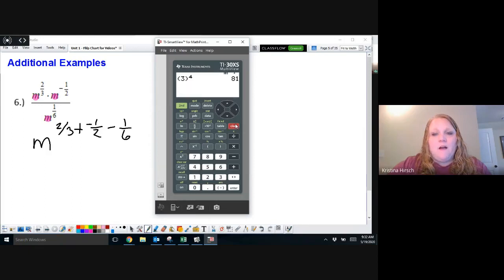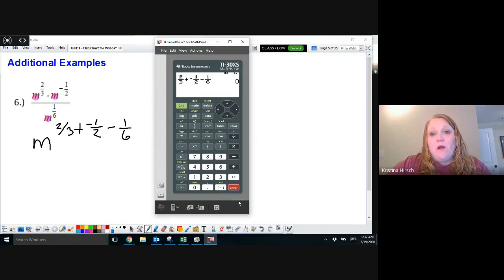Oops, I messed up in my calculator. Let's try that again. So 2/3 plus a negative 1/2, or I could have said minus 1/2, and then minus 1/6.